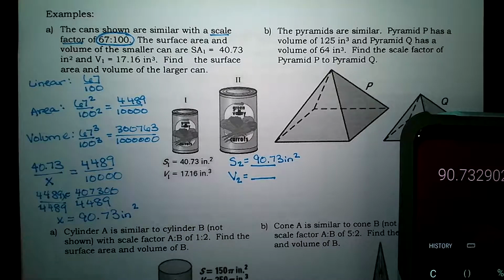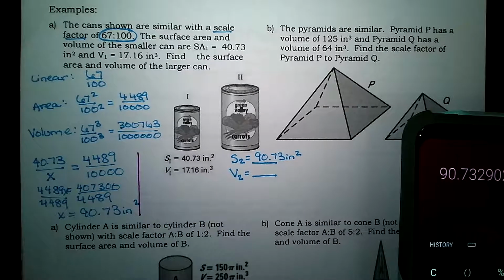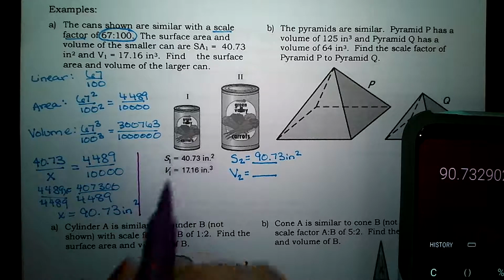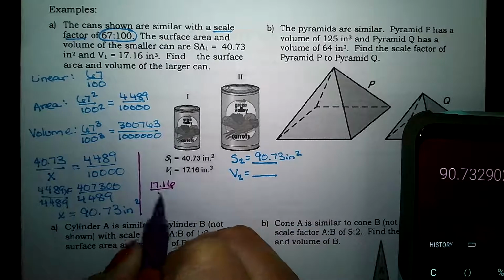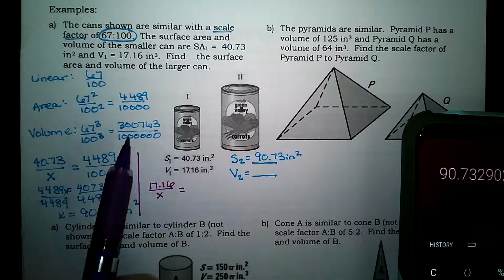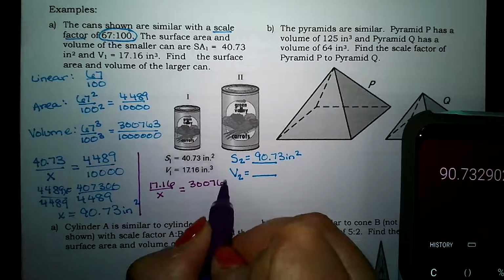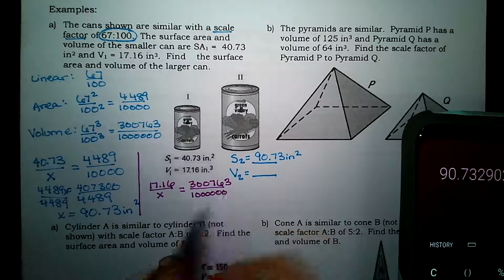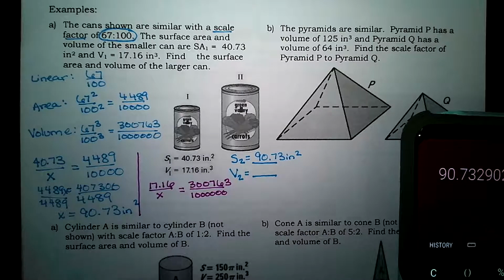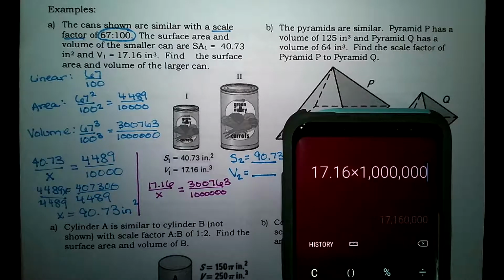Okay, I'm going to split my space here. I'm going to split colors too, so I can see volume now. Next, I need to set up a ratio for volume. I've got volume 1 at 17.16, and I'm trying to find volume 2. Here's my ratio for volume: 300,763 over 1,000,000. Now I need to cross multiply. 17.16 times 1,000,000.